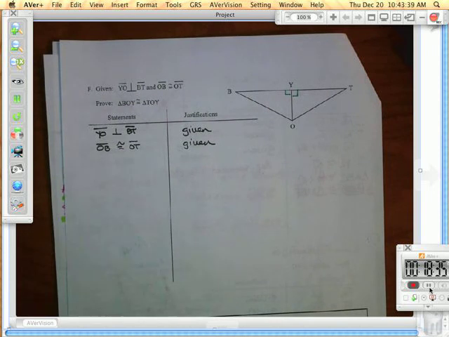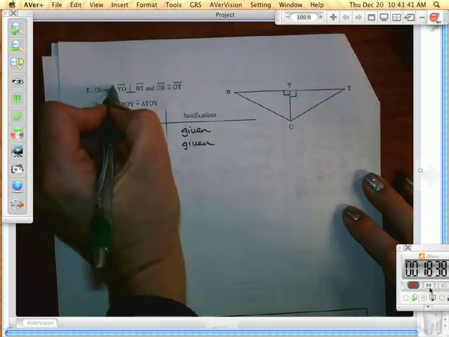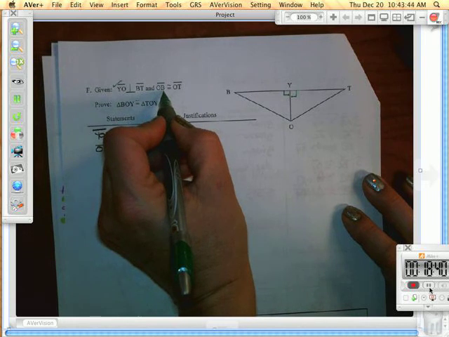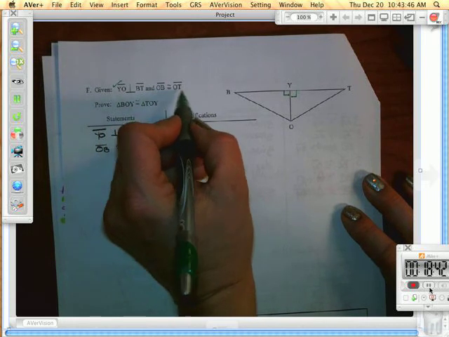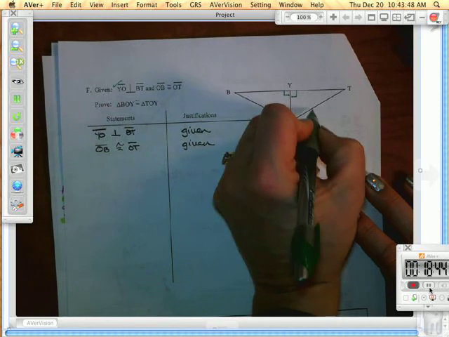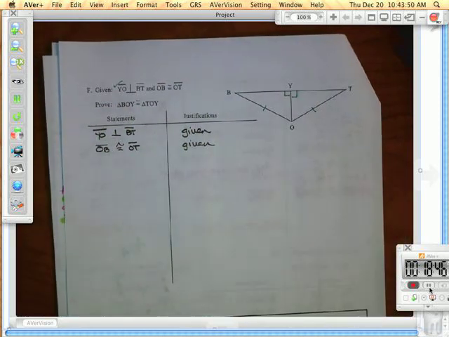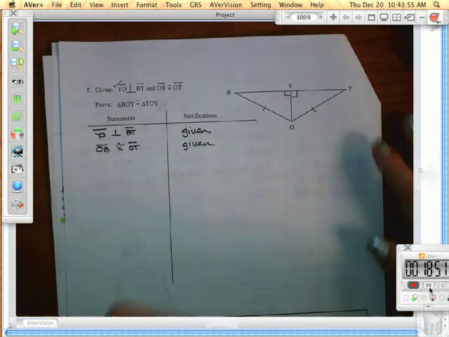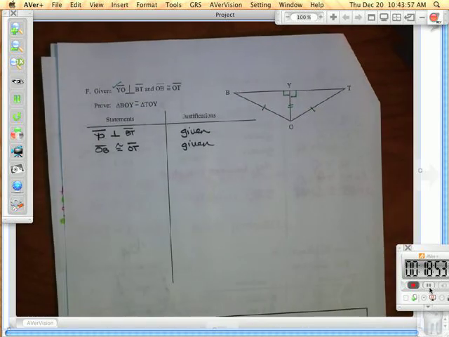Okay. These are 90-degree angles. I've done that one. OB is congruent to OT, so I'm going to mark that up. I also know that this is congruent to itself. I know that. But can I do ASS? Can't do ASS. There's something else I know. Does anybody see it? Something else I know. Jess, what do you see?